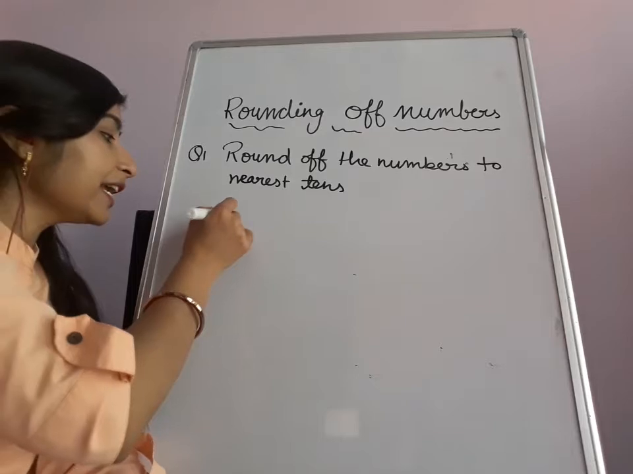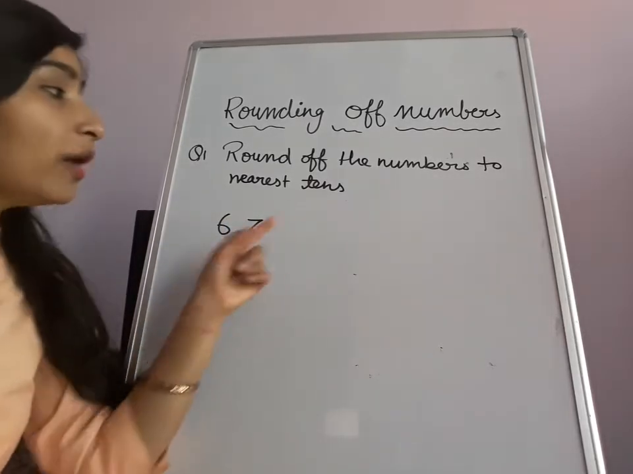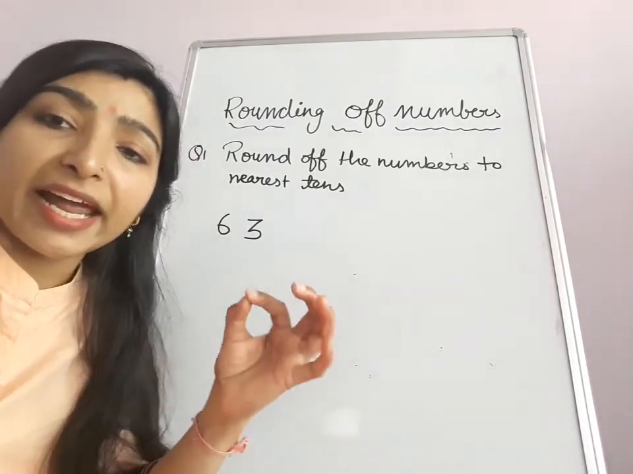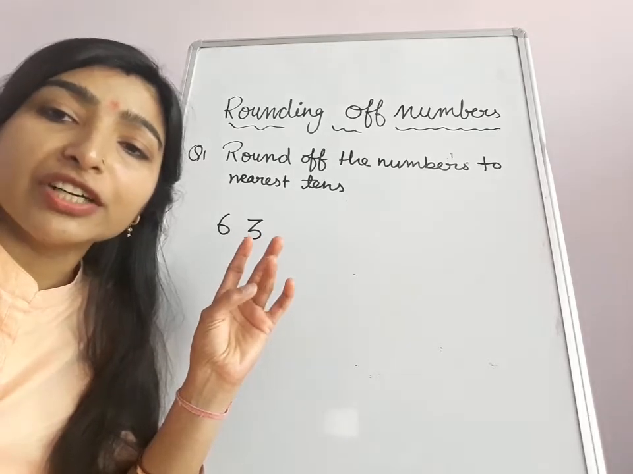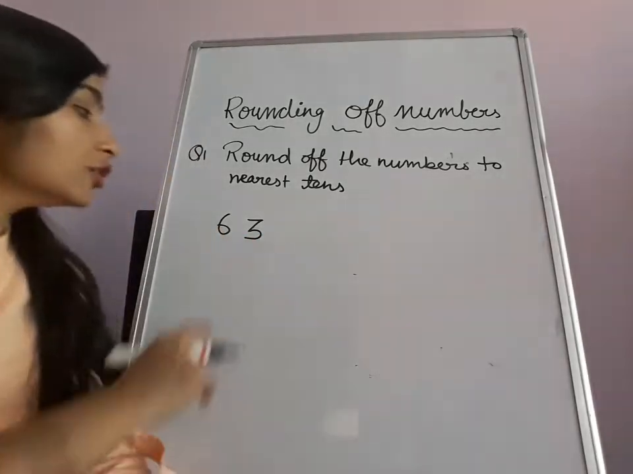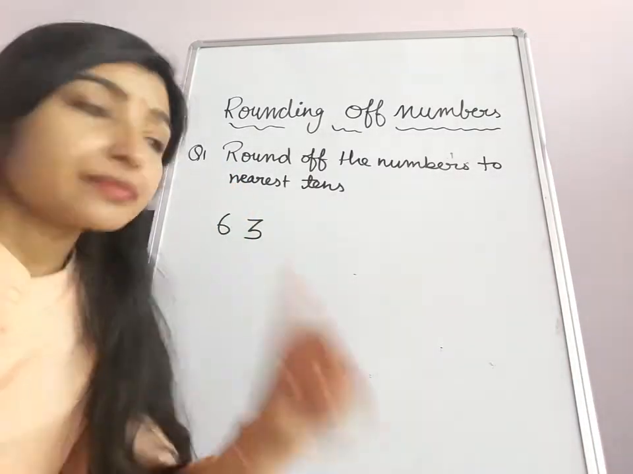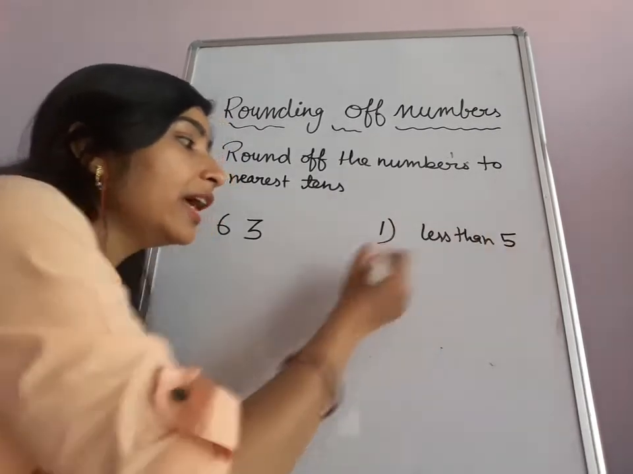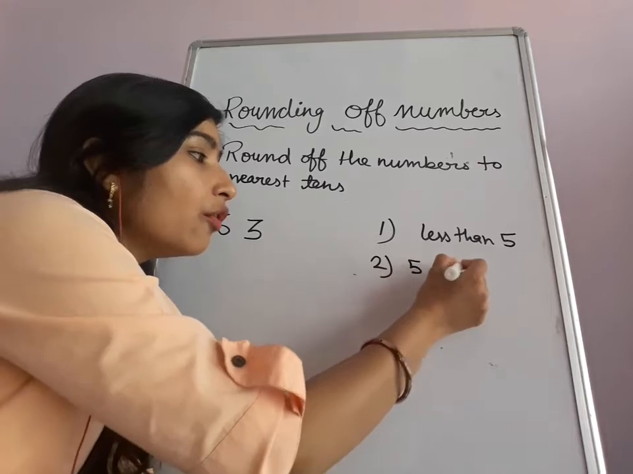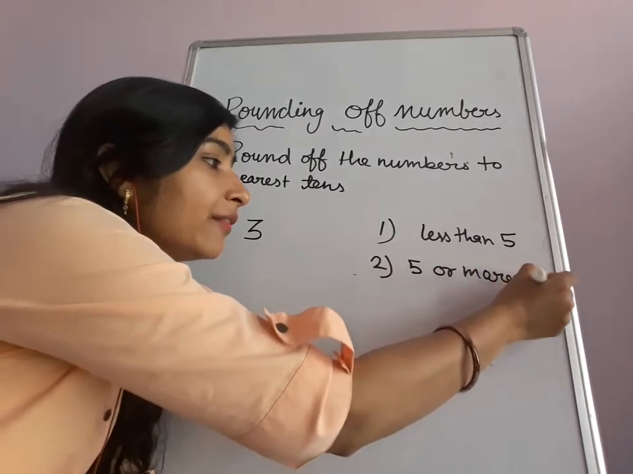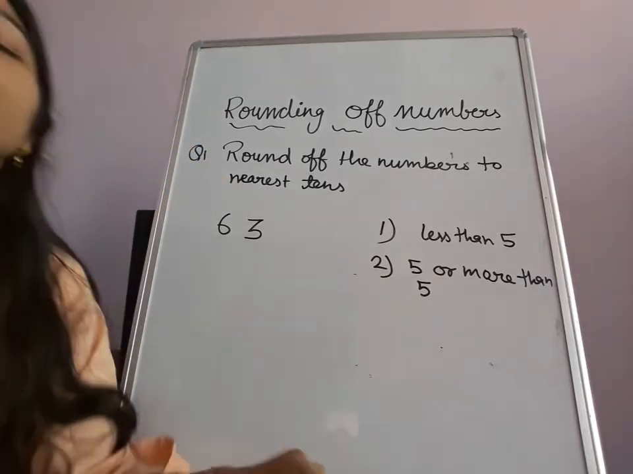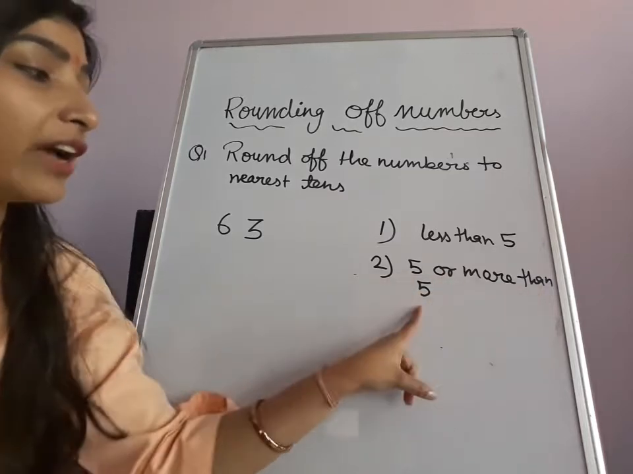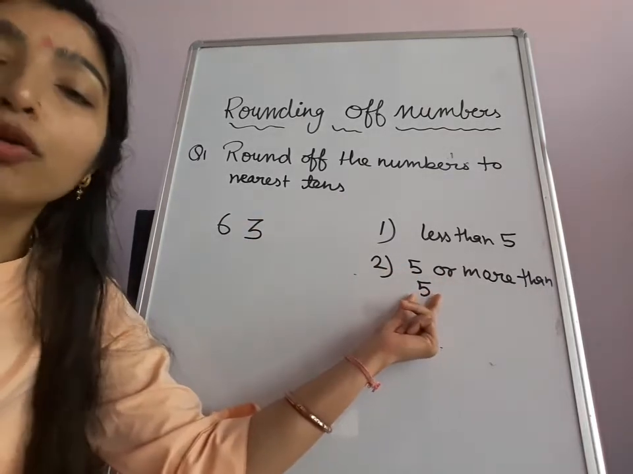So let me take the first example, 63. Now you have to say 63 is nearest to which tens? And you know tens means 10, 20, 30, 40, 50, 60, 70, 80, 90. These are tens. So for this we have two conditions. First is less than 5, and the second condition is 5 or more than 5. So there are two conditions only.